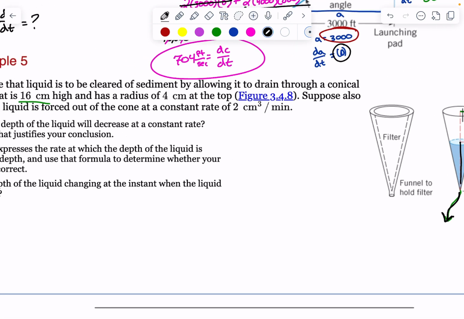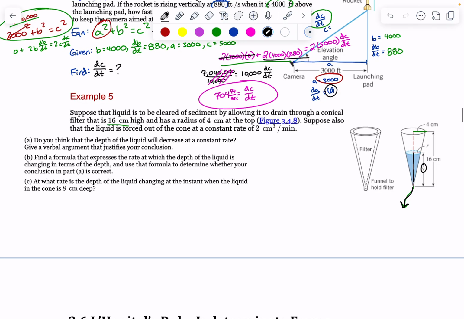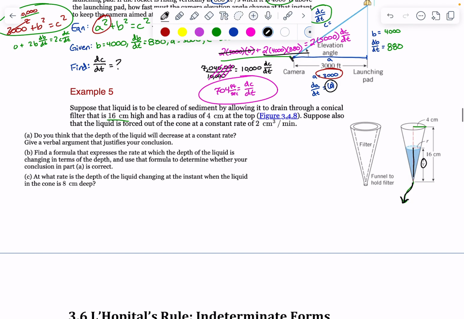Will that be 1 gallons per minute? No. Centimeters, hold on, we'll get to that. Do you think that the depth of the liquid will decrease at a constant rate? No, the depth of the liquid is like the height. It's going to speed up. As it goes down and down and down, it's going to get faster. That's what they mean by the depth.